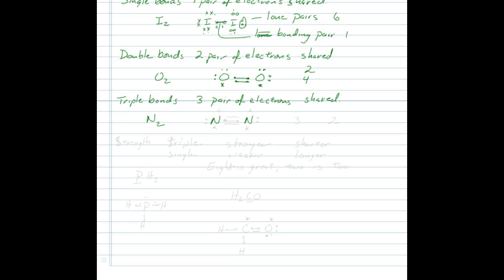N has 5 valence electrons. That's more than 4. So the connecting atom, or electron, bonding electron would be there. Lone pair on that side. So there's 5. Mirror image. Connect them. Now you only have 6 electrons on each side.